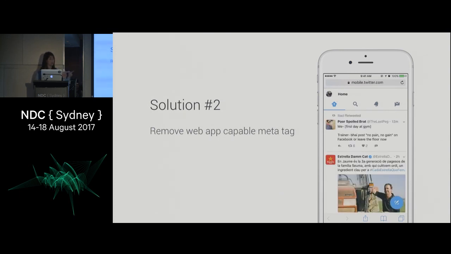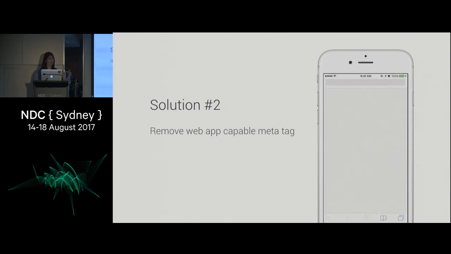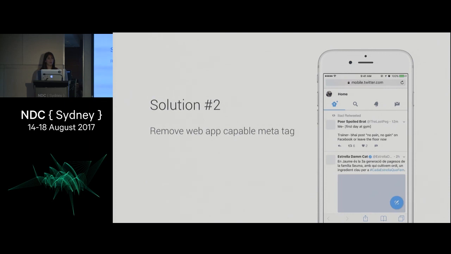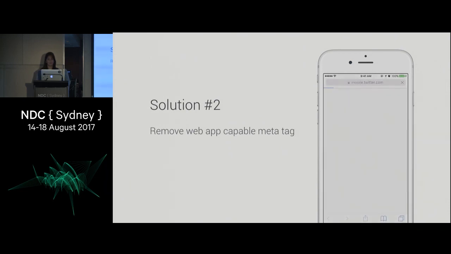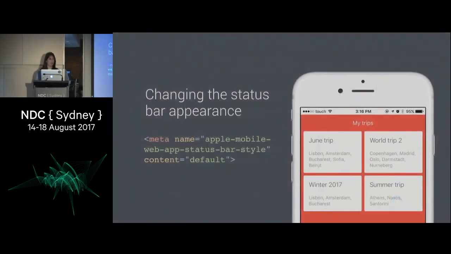And this is what Twitter Lite does on iOS. So they have a PWA. You open it from the home screen, but it opens with the browser all on the top. So this is for now, at least. If you want to use the web app capable, you could also change the status bar appearance. So here we have like 3 types of status bar colors.